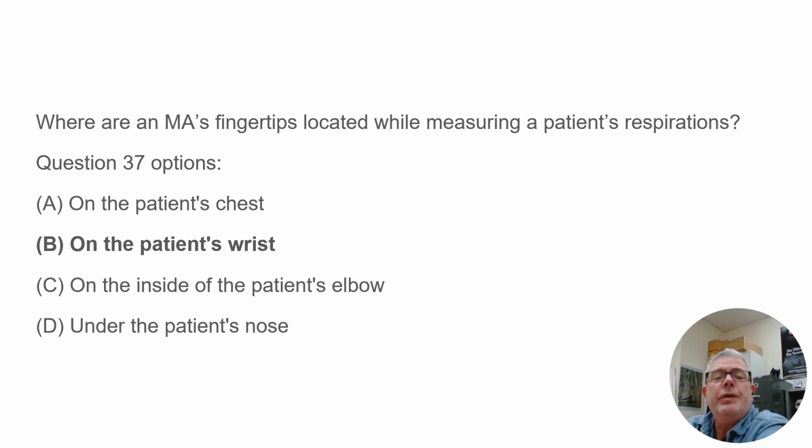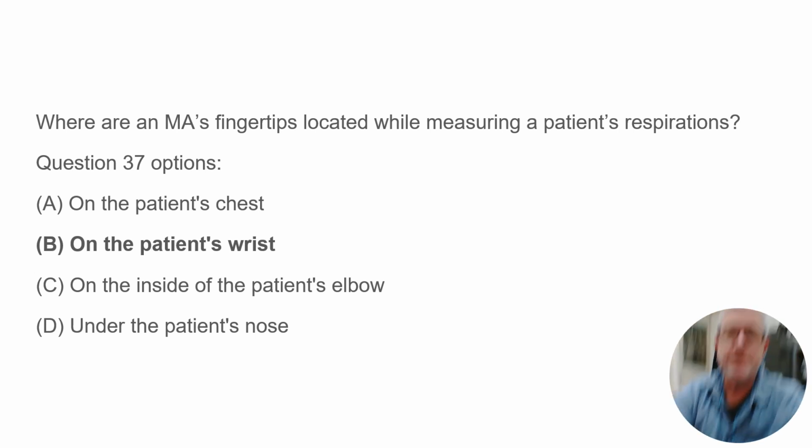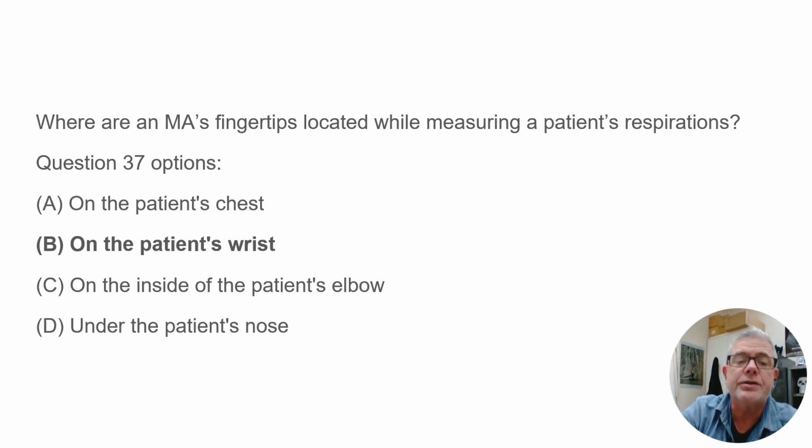Where are an MA's fingertips located while measuring a patient's respiration? And the answer there is on the patient's wrist. And the reason being, as we mentioned before, a little trick of the trade is to count the pulse first and then count the respirations without the patient knowing that you're counting the respirations. So this way they do not consciously alter their breathing patterns.